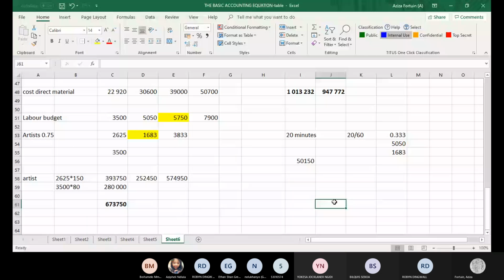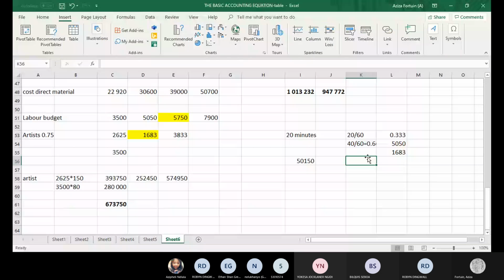Okay. Here we said it is 40%. So we say 40 divided by 60. 40 divided by 60 will give us 0.66. 0.66 times 5750, right? Equals 3833. 3833 times 150 Rand an hour is going to give me 574,950.